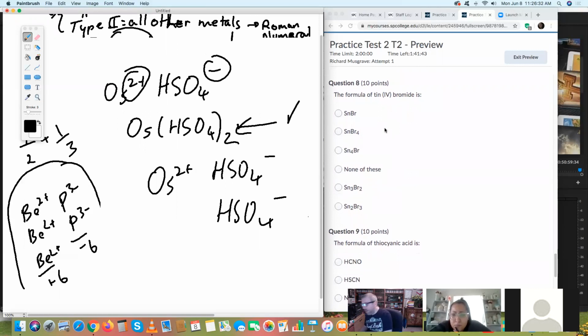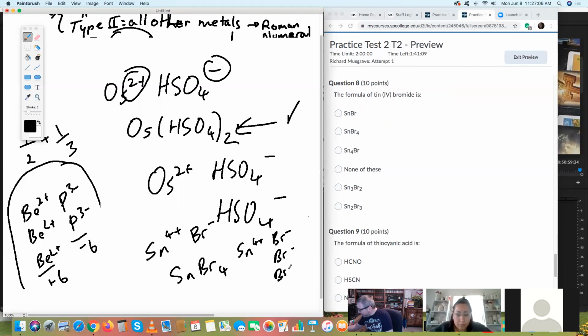Okay, so tin(IV) bromide, so that's Sn4+. So this one would be Sn, and bromide is Br minus. And the question is, how many of those do we need? We need 4 of them. So we need 4 negatives to balance out that 4 plus. Yes, because in this case, bromine is 1 negative, right? Bromine is 1 negative, that's right. So we need 4 of these for the balance of the Sn4+.